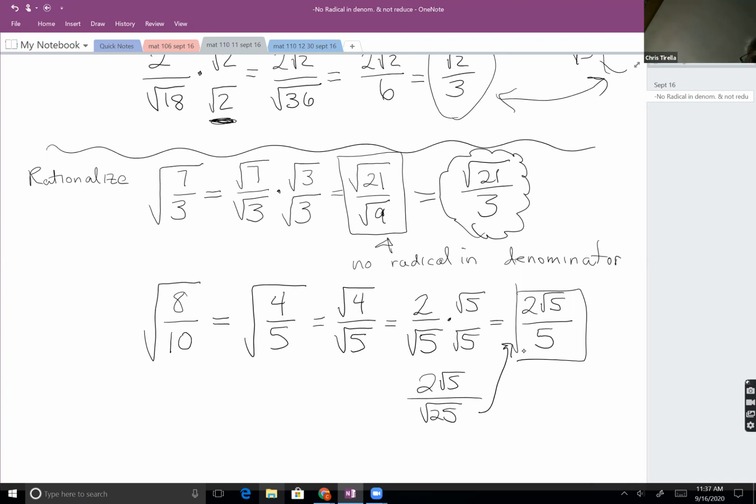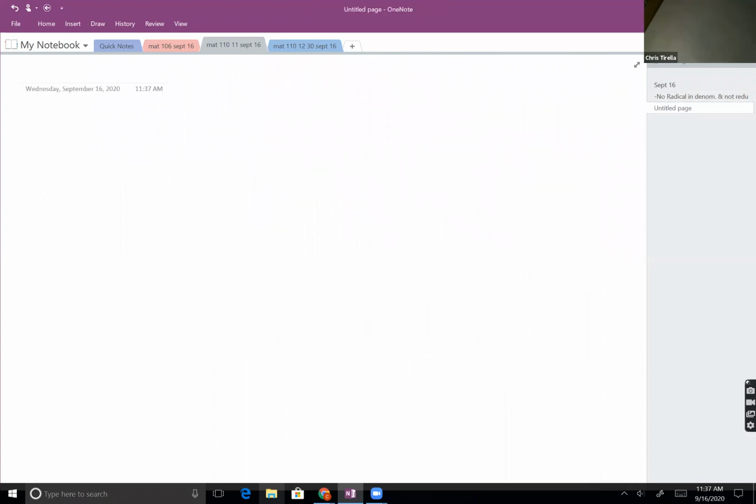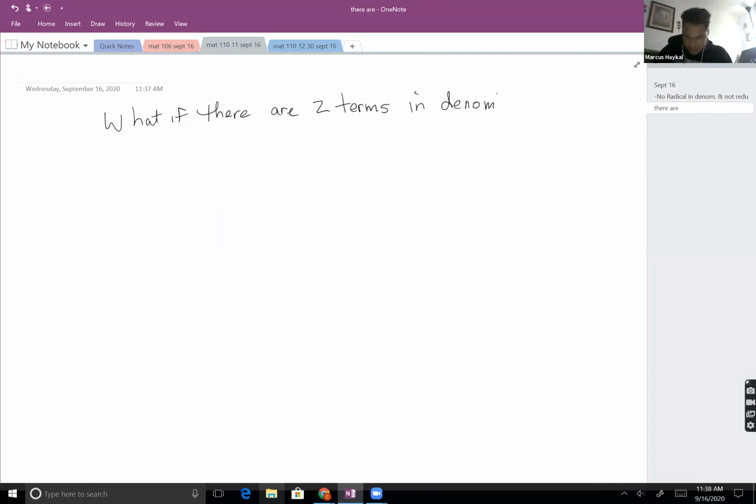I have a question to ask. What if there are 2 terms in the denominator? Oh, that's a good question. What if I have 1 over the square root of 3 plus 1? I've got a square root in the denominator. I can't do that.